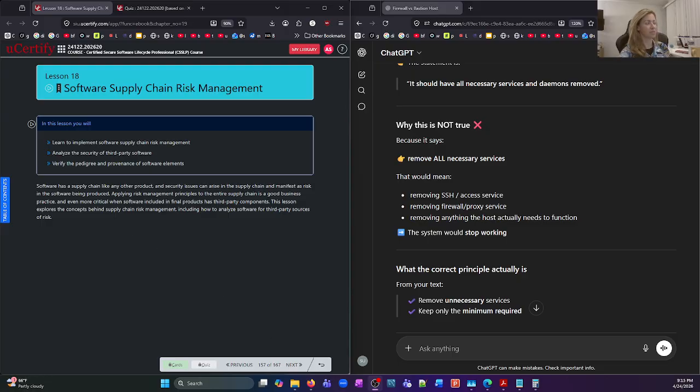Applying risk management principles to the entire supply chain is a good business practice. Even more critical when software included in final products has third-party components. This lesson explores the concepts behind supply chain risk management, including how to analyze software for third-party sources of risk.